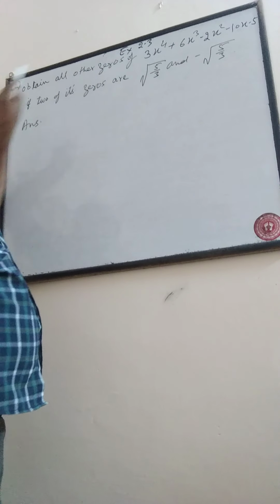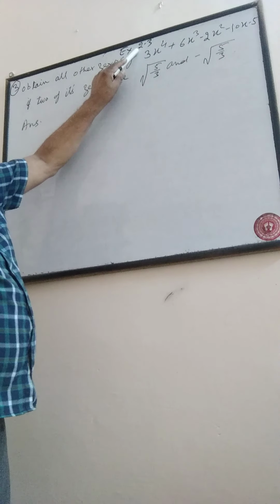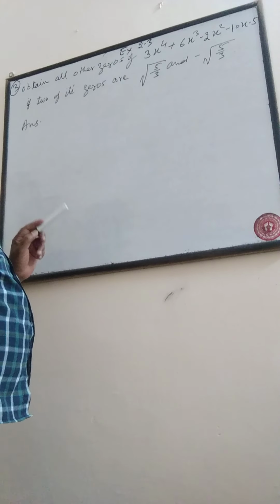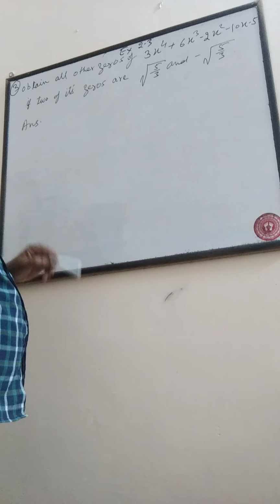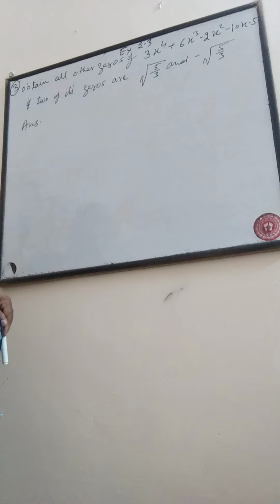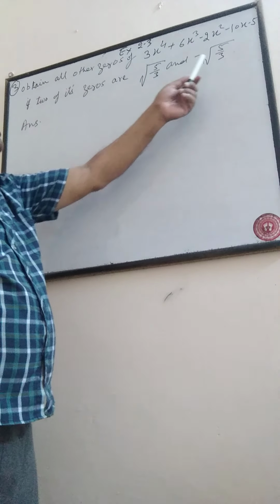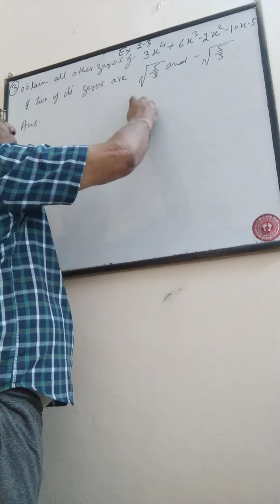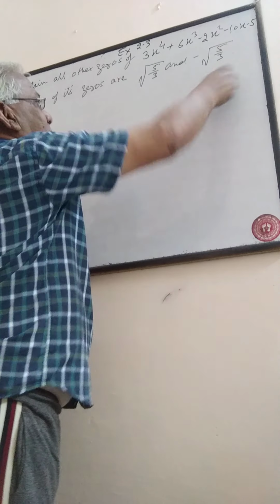So today we are solving question number 3 of exercise 2.3. Obtain all other zeros of 3x^4 + 6x^3 - 2x^2 - 10x - 5, if two of its zeros are root 5 upon 3 and minus root 5 upon 3. You are given two zeros, root 5 upon 3 and minus root 5 upon 3, and you have to find the other zeros of this polynomial.